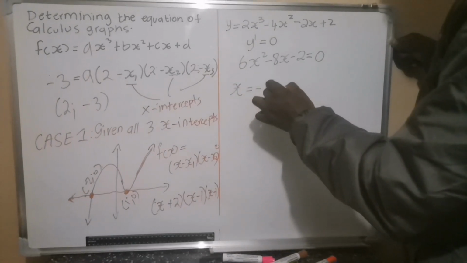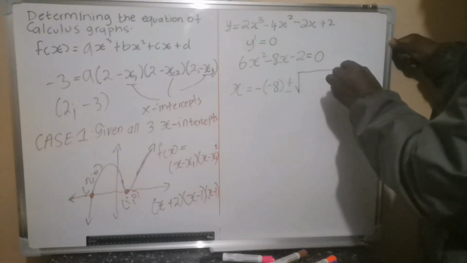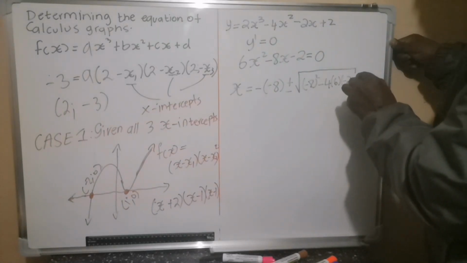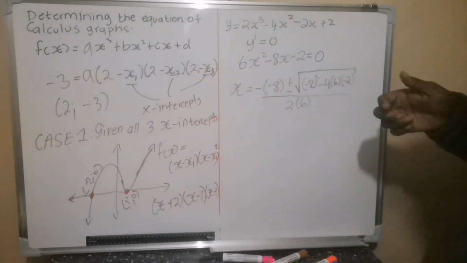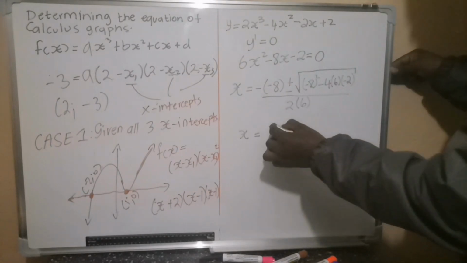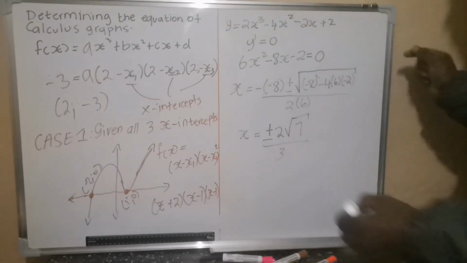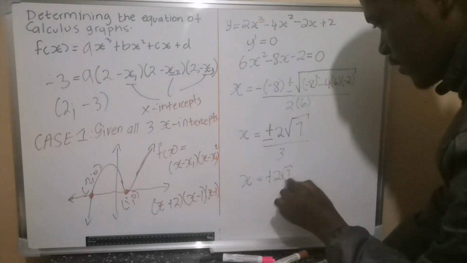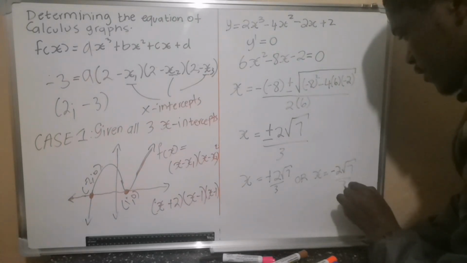So we're going to have x is equal to negative b. Let me just substitute them already. Negative 8 plus or minus the square root of negative 8 squared minus 4ac, all divided by 2 times a, which is 6. Then if you simplify this, on a calculator, you're going to have x is equal to plus or minus 2 square root of 7 all divided by 3. So x is equal to positive 2 square root of 7 over 3, or x will be equal to negative 2 square root of 7 divided by 3.